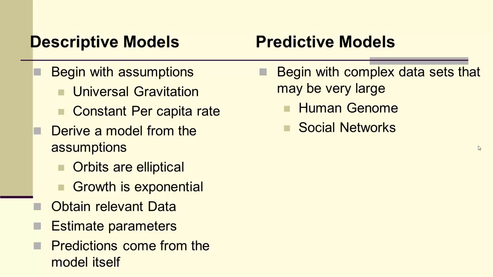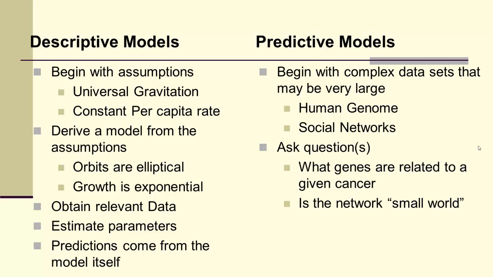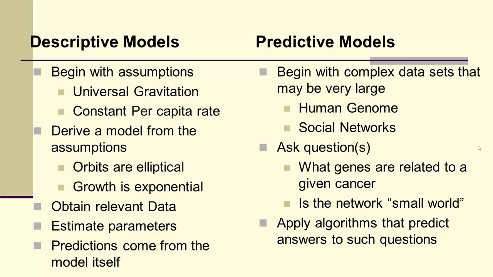Predictive models, on the other hand, begin with complex data sets that may be very large. For example, the human genome or social networks. We tend to get these complex data sets before we design models or experiments, and so therefore we have the data sets a priori and ask questions. What genes are related to a given cancer, or is the network small world? We apply algorithms that predict answers, and then we evaluate the results.